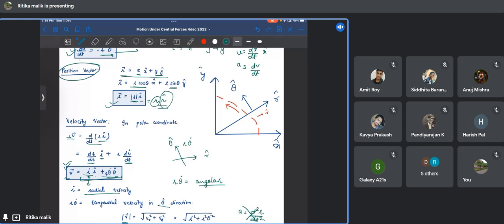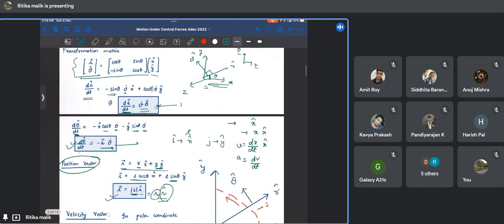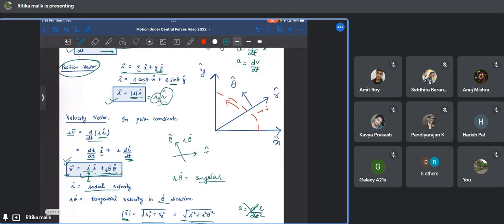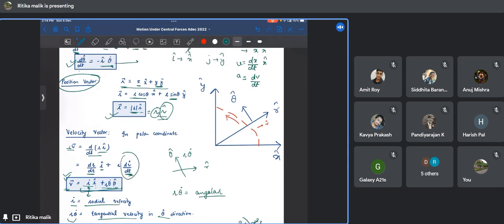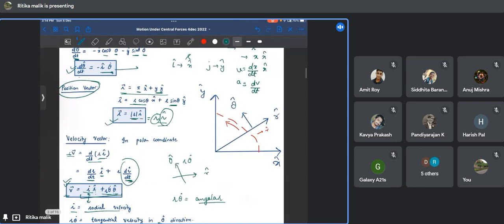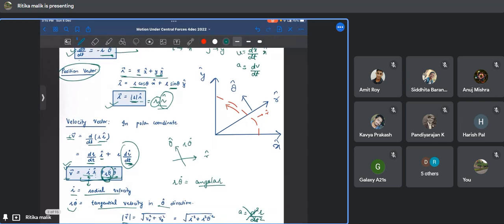But here r cap also depends on time. So we have to differentiate dr cap by dt also. And we have seen that dr cap by dt is given by this relation. So we put in the value of dr cap by dt, and our velocity has two components. One is r dot in the radial direction, and another is r theta dot in the tangential direction. And this just comes from the chain rule. See, your dr cap by dt gives you theta dot in the theta cap direction. So this quantity will give you the tangential part in the theta cap direction.